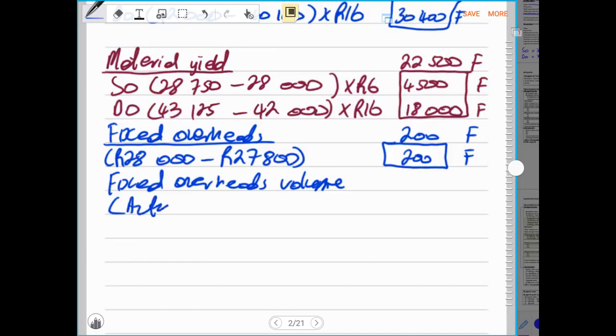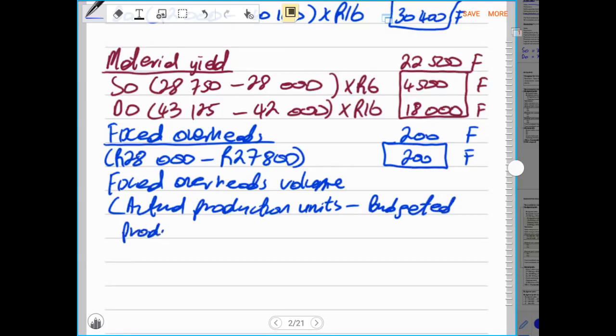It is actual production minus budgeted production. Remember, we are referring to the units: actual production units minus budgeted production units. I just want to write this one out because we don't normally do it, but when it's there, please make sure that you take it into account. We multiply this by the fixed overhead rate per unit, which is the standard fixed overhead rate.